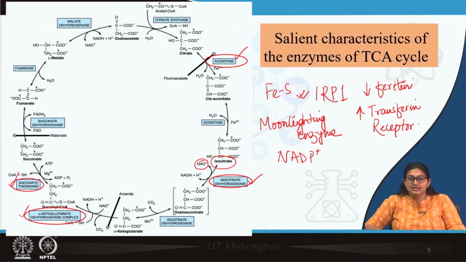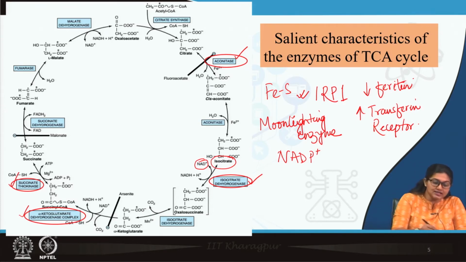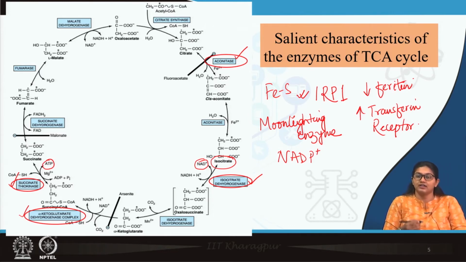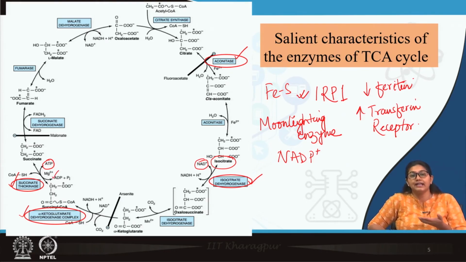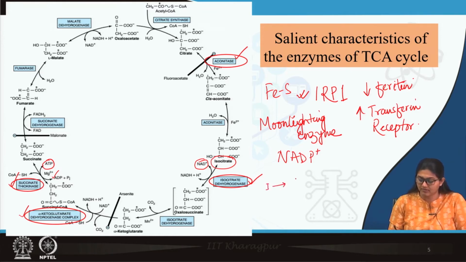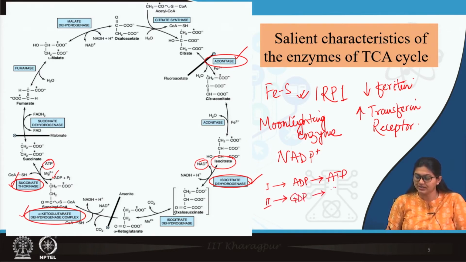Then there is succinate thiokinase. Here you can see it is forming ATP, and the function of succinate thiokinase is dependent on the presence of ADP. Succinate thiokinase also has 2 isoforms. One isoform forms ATP from ADP, and another isoform utilizes GDP to form GTP.